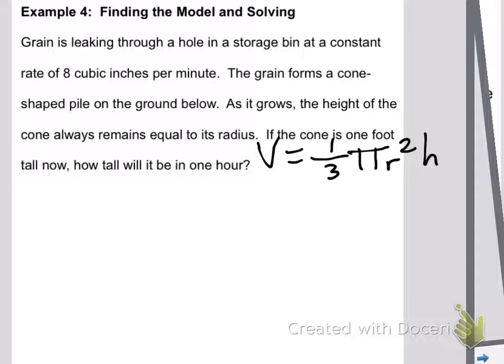Oh wait, I used the wrong... No, I'm okay. That's not the volume. Okay. Here's the deal. The radius and the height are always the same. So 1/3 pi times radius, right? Actually, that's not true. It should be the other way around. Boy, I'm really fumbling this.